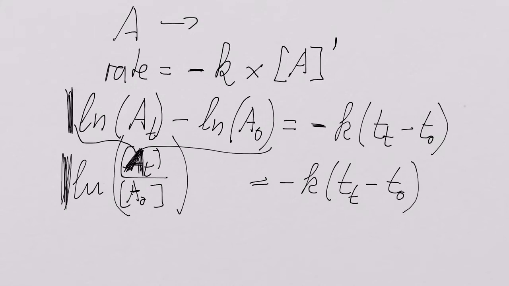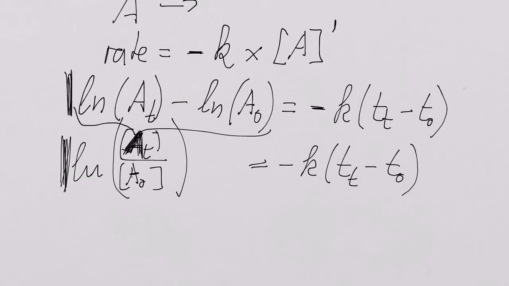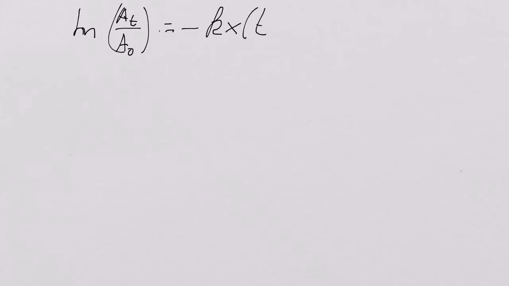How do we get rid of an ln? To the power of e, exactly. Now let's do that with this one here as well. Let's do it to the power of e. So we get, and let me write this down here again, ln at over a0 equals minus k times t minus t0.